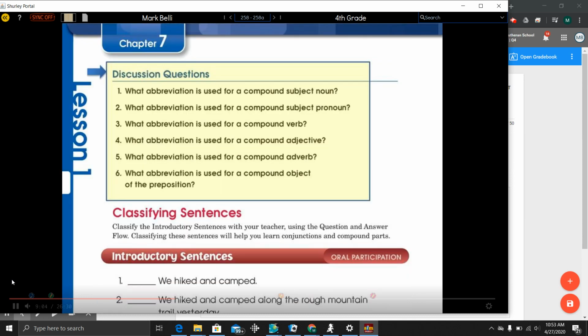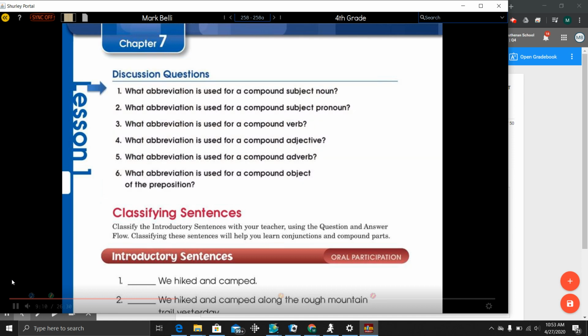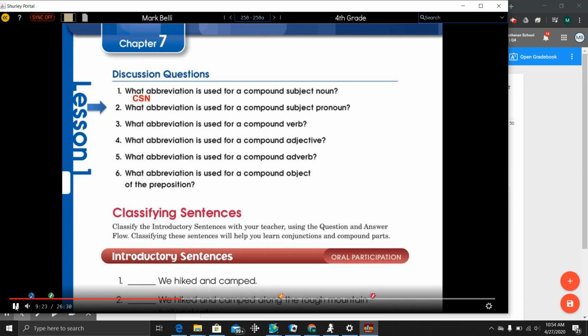Let's take some time to go over these discussion questions about compound parts. Question 1. What abbreviation is used for a compound subject noun? The answer, capital CSN. Okay, so you can see they just simply took the first letter of each word. So the C in compound, the S in subject, the N in noun, and that's how they wrote the new abbreviation. You'll do that for each of the rest of these as well. Okay?